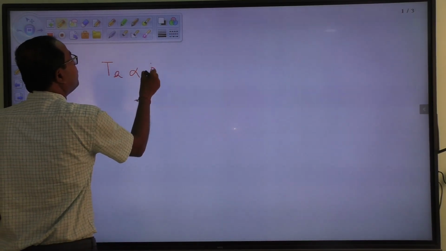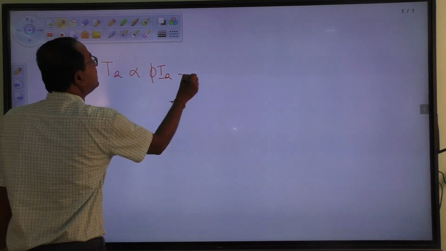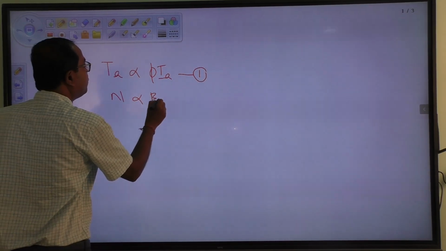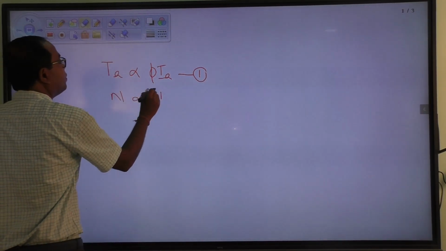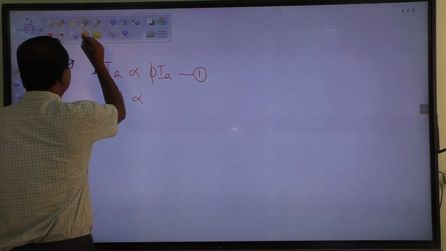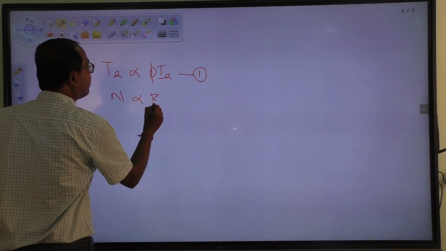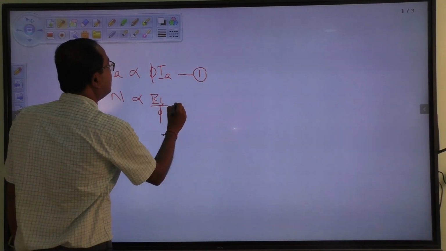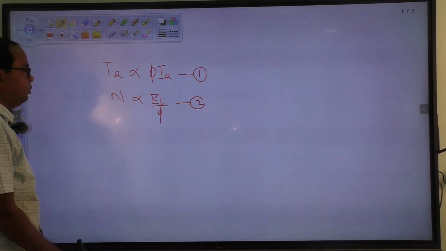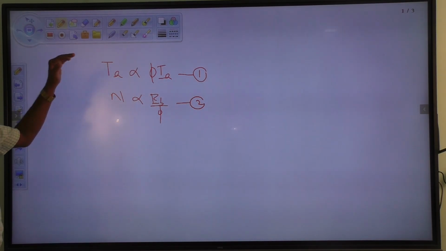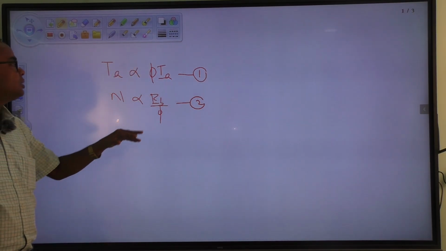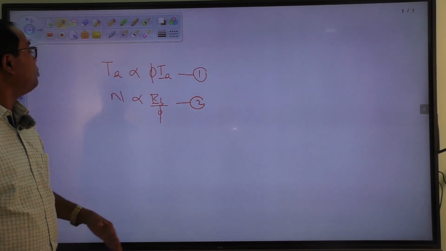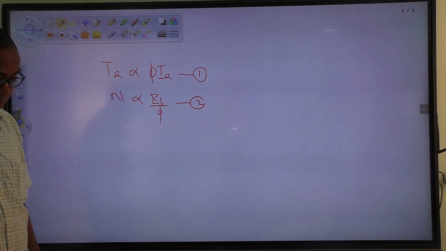Ta proportional to phi Ia, let this be equation 1, and another equation is N proportional to Eb by phi, let this be equation 2. Where Ta is the armature torque, phi is the flux, Ia is the armature current, N is the speed, Eb is the back EMF, and phi is the flux.